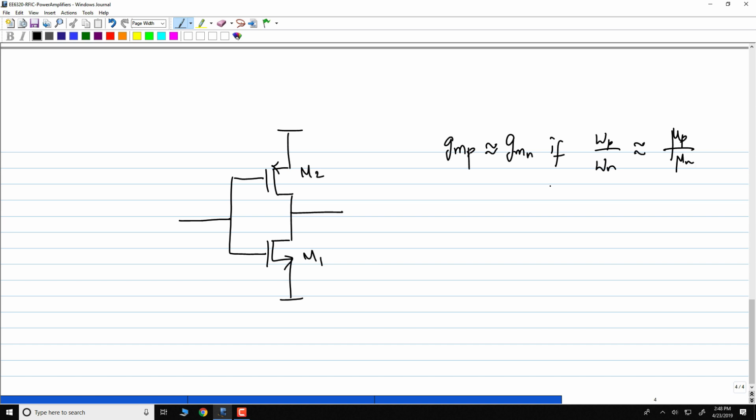If you size them in the ratios of their mobilities, the GMs will be approximately the same. The gain you can get from this circuit, if you don't load it, the maximum gain you can get is what?